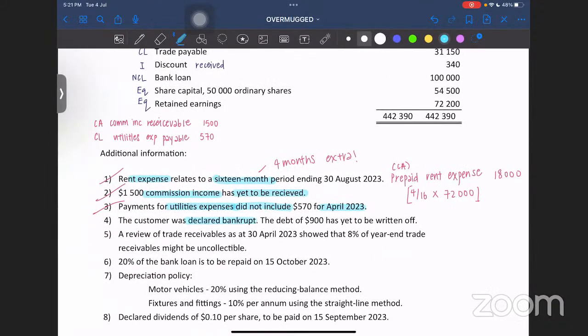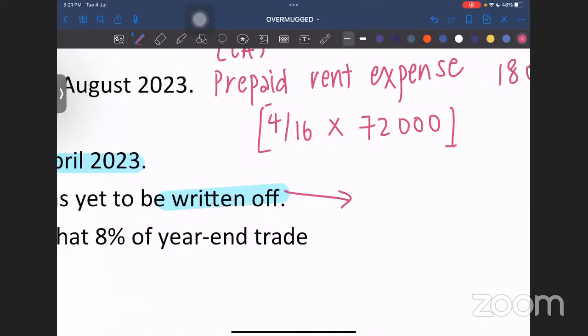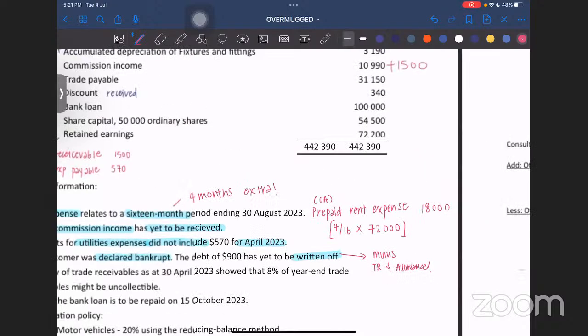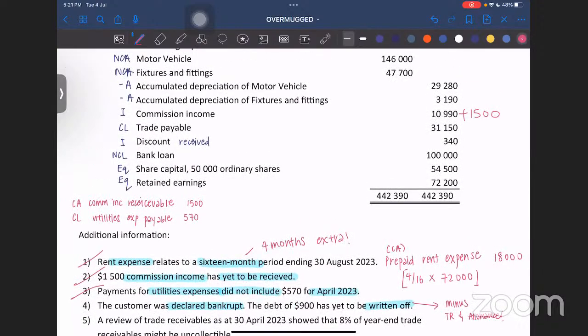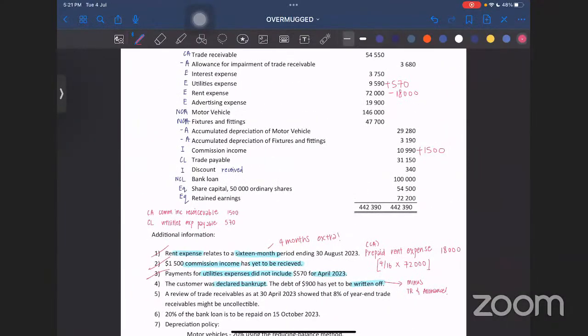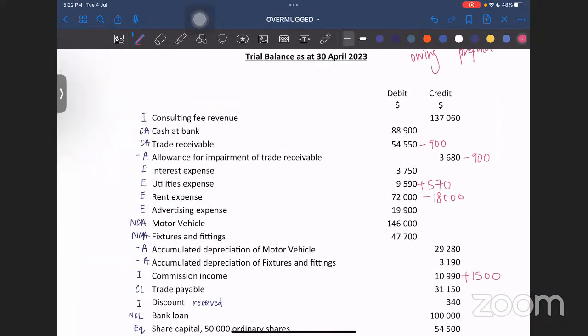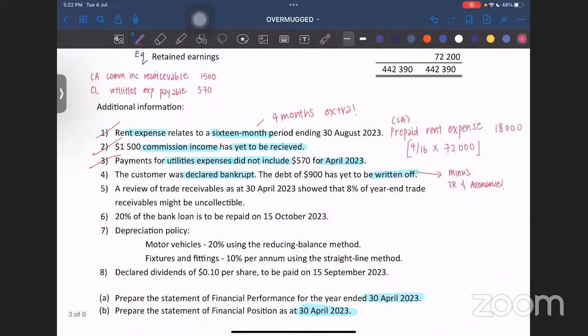Same thing, declared bankrupt, write off. So remember just now I said when you see the write off, you will minus trade receivable and allowance. Minus for both because it's a write off. So $900. So let's go to trade receivable, minus 900, minus 900 here. Both I will minus. Minus from TR and allowance. That's it.